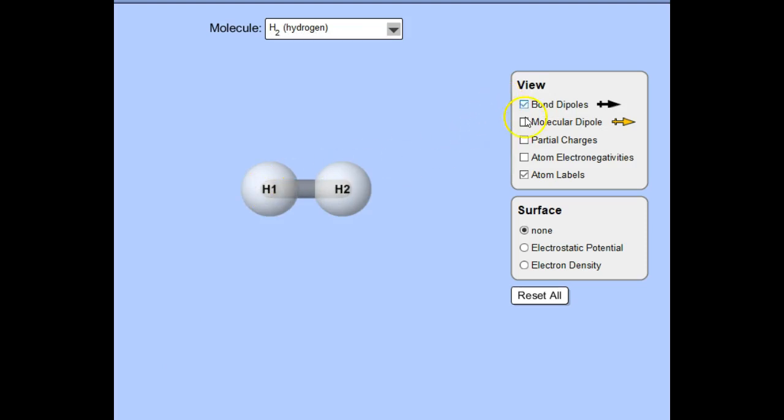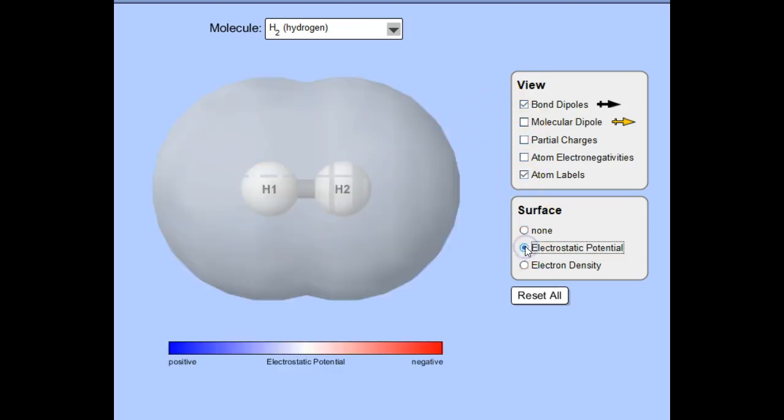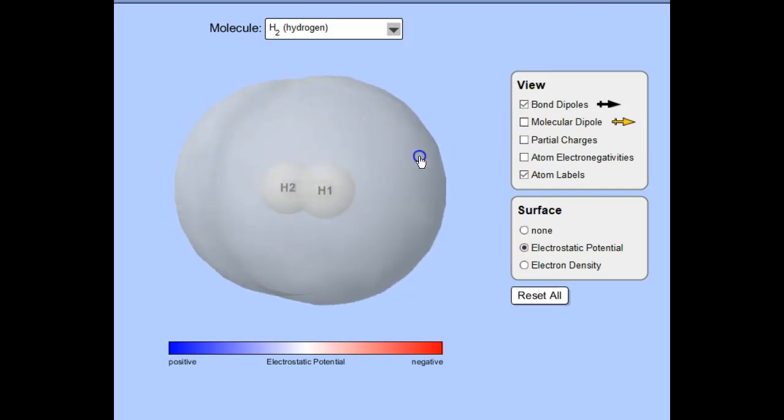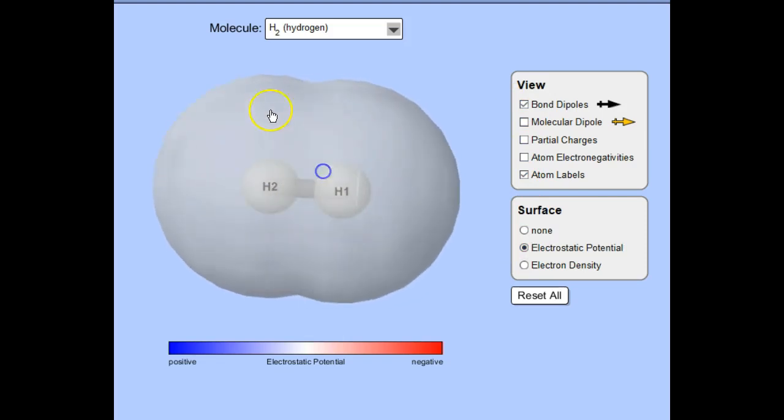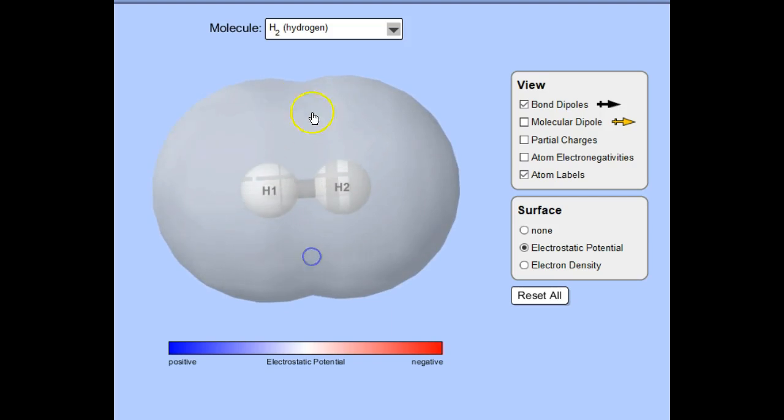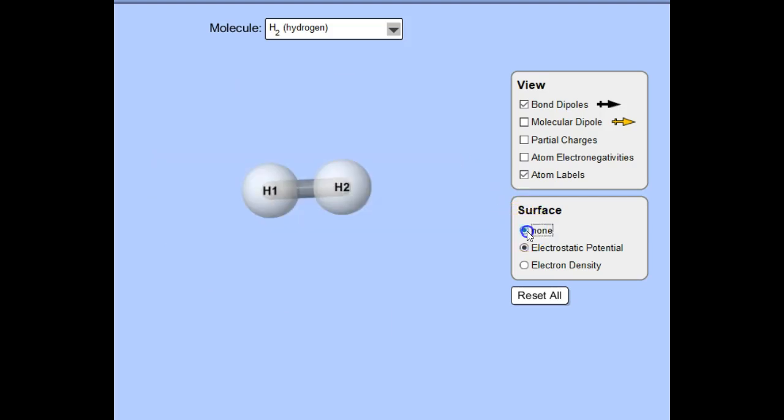H2, on the other hand, looks more like this, where H2, because the 2 hydrogen atoms are equally sharing those electrons, neither side becomes more positive or more negative, and instead we have a non-polar bond. So, when I click on bond dipole, nothing happens. We don't see any dipole because this molecule is non-polar. It does not have a dipole.